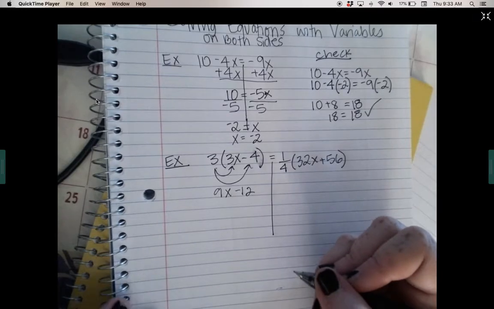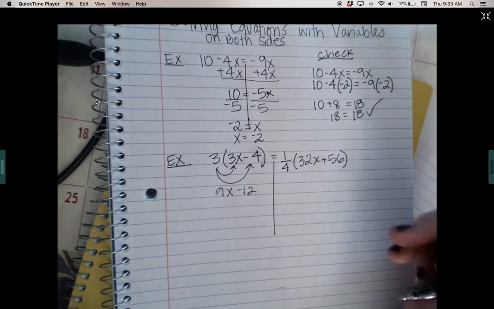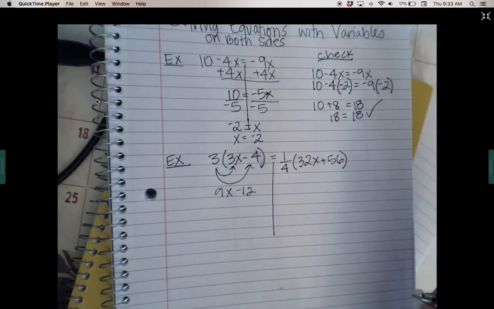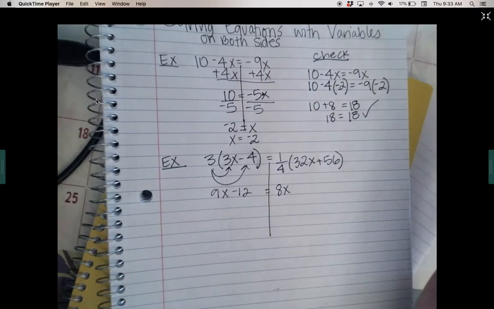Okay. So 1/4 times 32. The word times just means of. So 1/4 of 32 is 8. Or 32 divided by 4 is another way to think of it. 1/4 of 32 is 8 x's. 1/4 of 56. I'm having to think about it. 14.